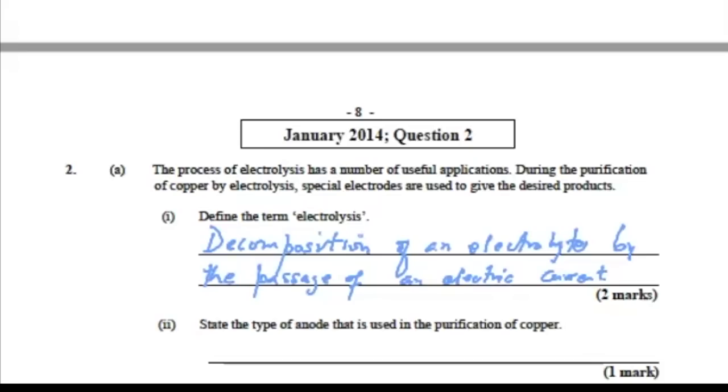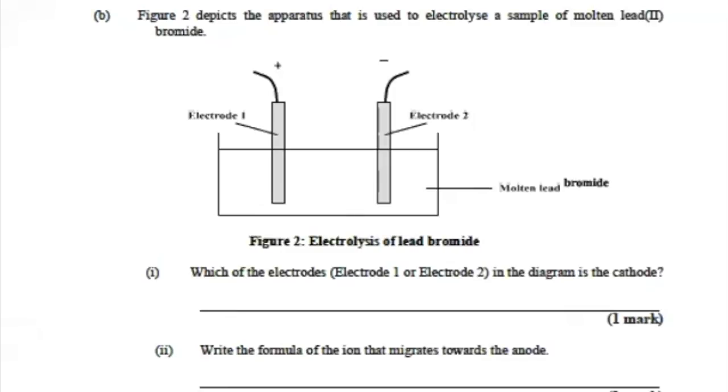State the type of anode that is used in the purification of copper. So in the purification of copper, the anode will be the impure copper. The impure copper would go at the anode for the purification of copper. Part B. Figure 2 depicts the apparatus that is used to electrolyze a sample of molten lead-2 bromide. You see our apparatus, electrode 1, electrode 2. They have a plus over electrode 1, so we should be thinking of anode for electrode 1 and cathode for electrode 2.